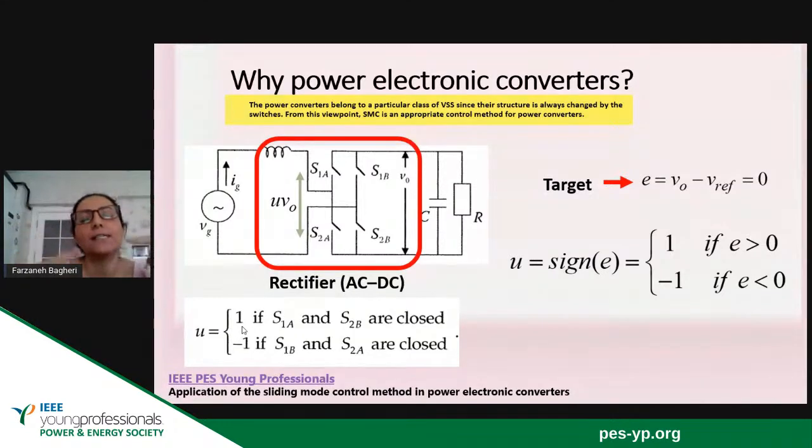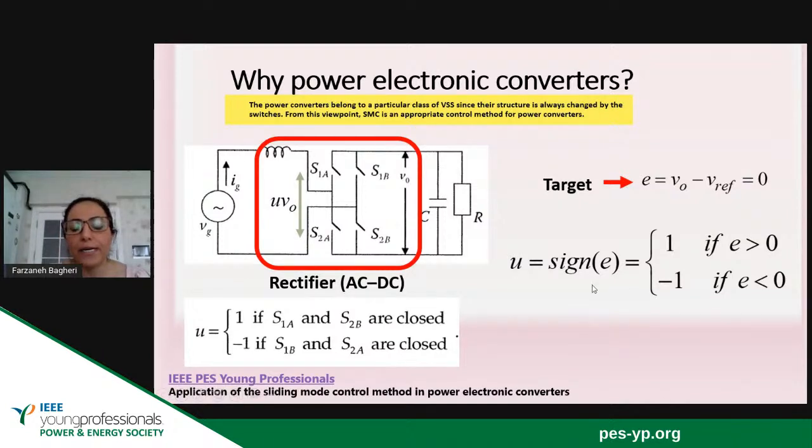Why? Because the structure of the switches is changing. So it is very similar to the idea of the sliding mode control. If you remember, the control input of the sliding mode control was also a sign function. It means that it is generating 1 and minus 1. For example, if the error is positive, it is generating 1. If the error is negative, it is generating minus 1.